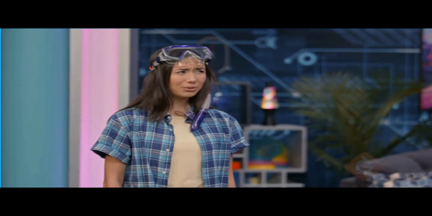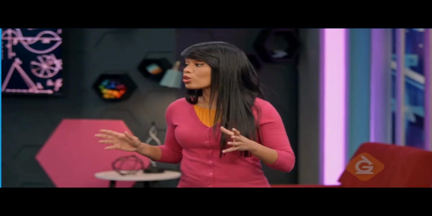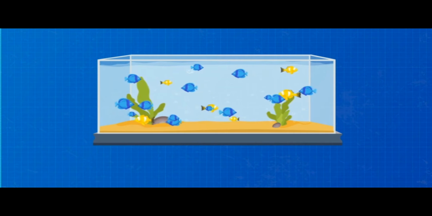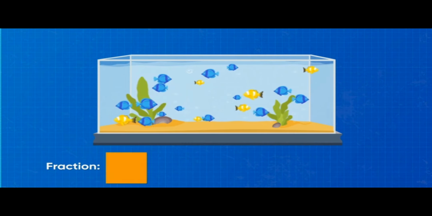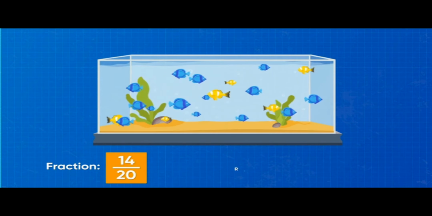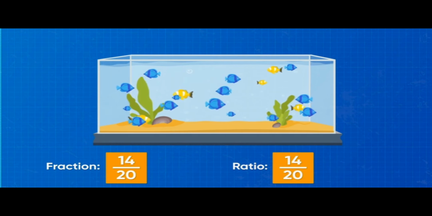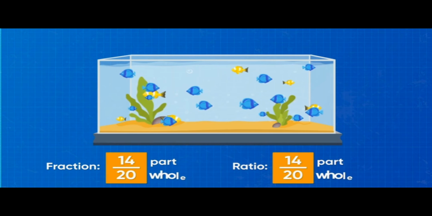One thing I don't get is, is a ratio the same thing as a fraction? That is a great question. Fractions and ratios are related, but different. For example, let's say you have 20 fish in a tank and 14 of them are blue. You can show that as a fraction, 14/20ths. And you can also show that as a ratio of 14 blue fish to 20 total fish. This fraction and this ratio both show parts of a whole.